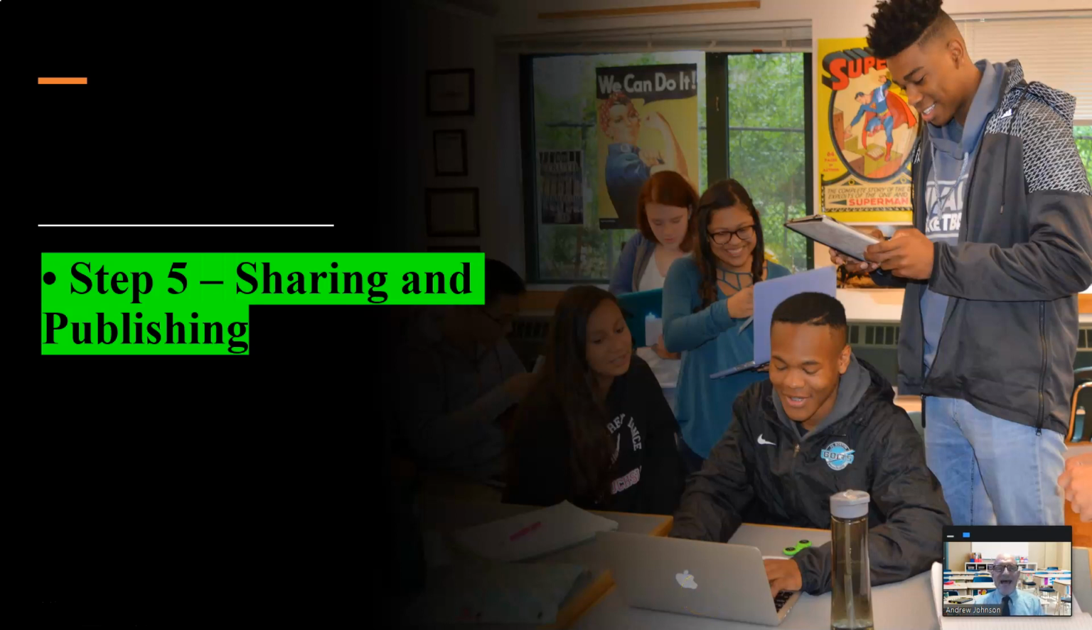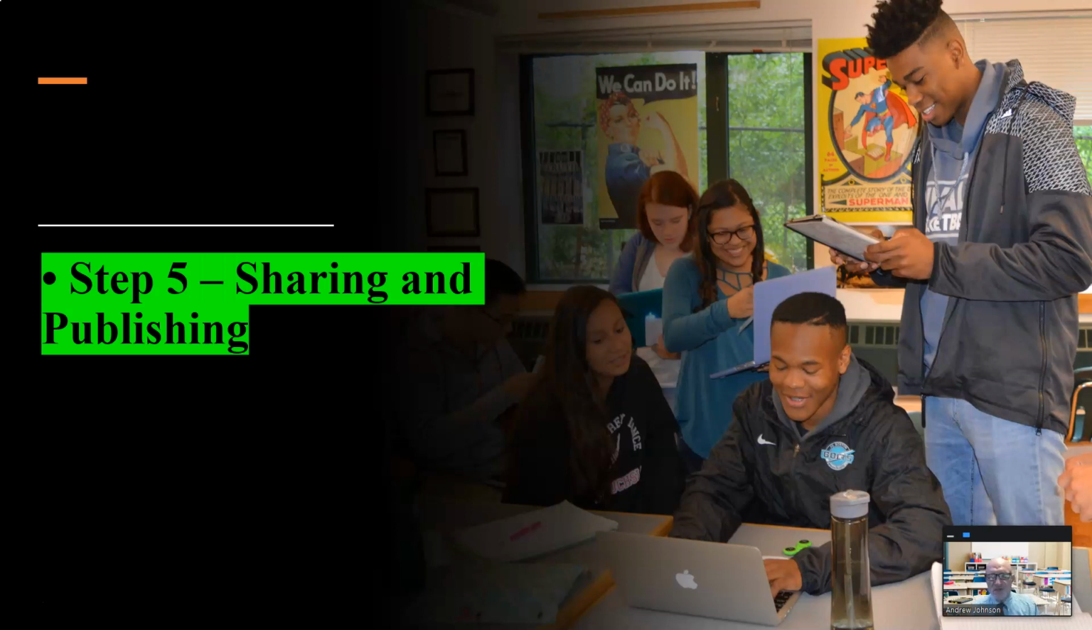We are looking at how to teach writing. You teach the process to develop the skill. You teach students the 5 steps of the writing process: pre-write, draft, revise, edit. Step 5, sharing and publishing.